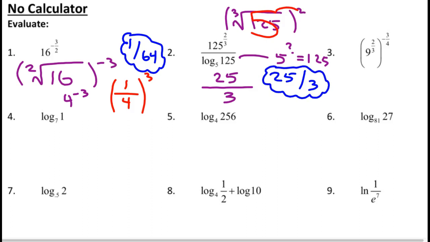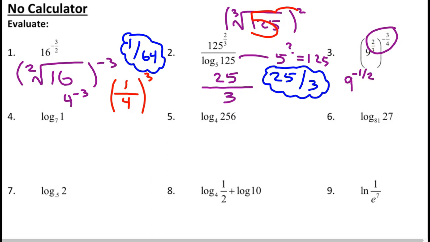All right, this next one here we have power to a power. So if we have a power to a power, we're going to multiply the exponents together. In this case, I have 9 to the 2/3 to the negative 3/4. So what is 2/3 times negative 3/4? That's going to be negative 6 over 12, which is negative a half. So that's the same as 9 to the negative half power.